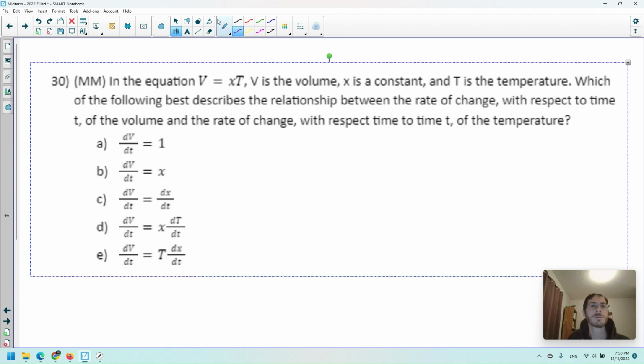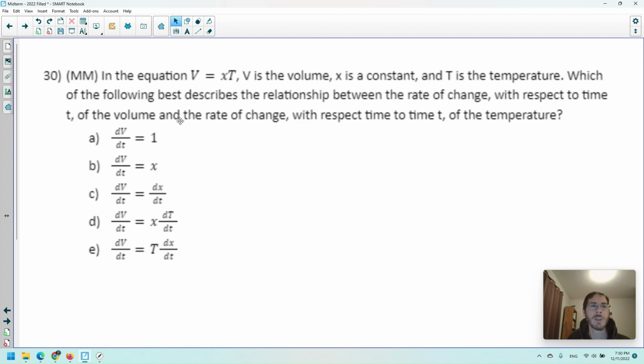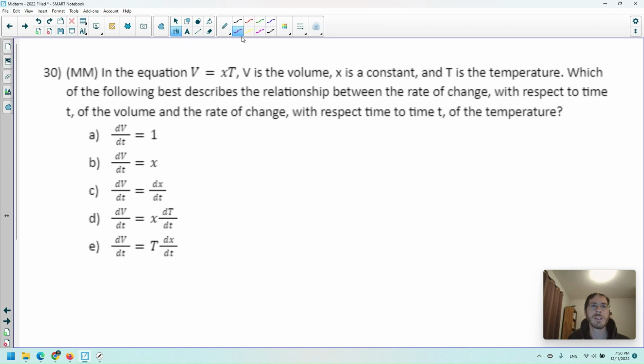For number 30, we're told that we have the equation V equals xT. So that's a pretty cool equation. V is the volume, x is a constant. So that's interesting. We're not actually going to do anything with x. T is the temperature, which represents the rate of change with respect to time of the volume and the temperature.